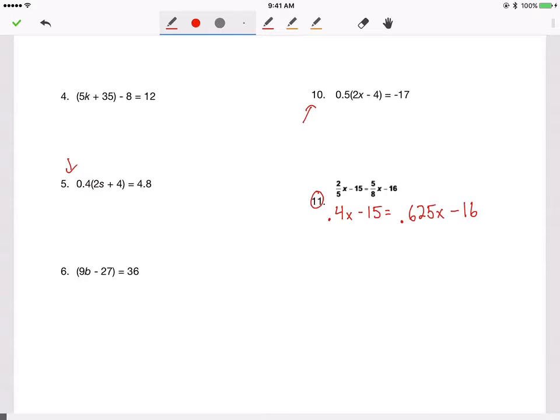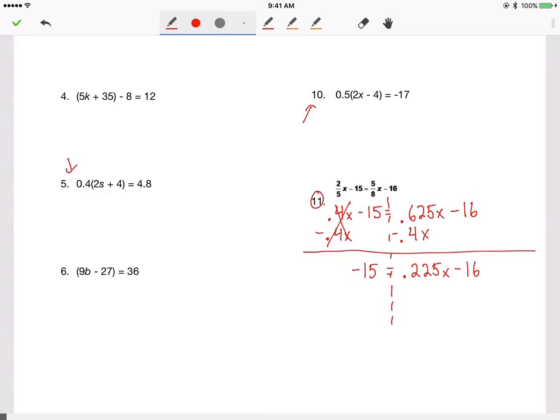So usually I like to deal with positive numbers. So I'll go ahead and subtract my 0.4x from both sides. And I know that if I subtract 0.4x from this side, it'll cancel out. But when I subtract 0.4x from over here, well, that's going to give me a positive result. And so I have negative 15 is equal to 0.225x minus 16. That's positive 0.225.